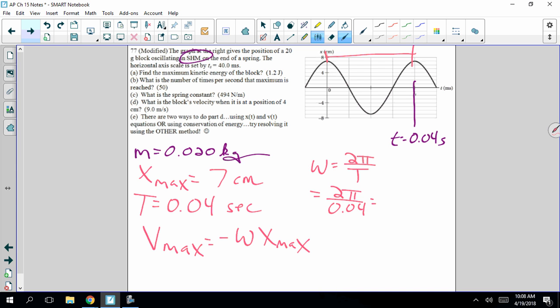That's going to give you what? 157. What are the units on omega? Radians per second, right? All right, everybody good there?